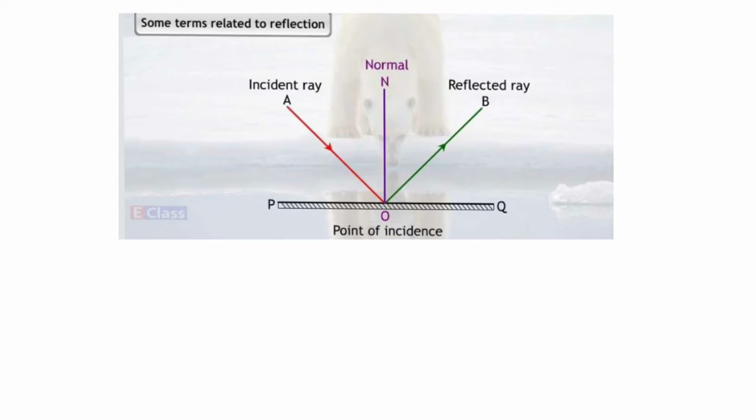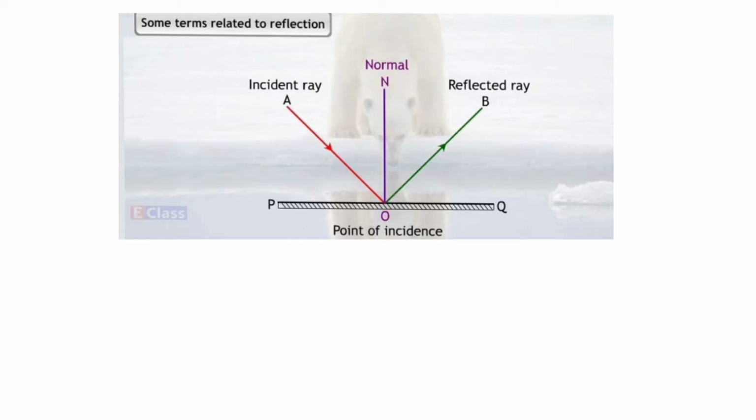So now we have drawn this diagram. A line PQ is showing the position of the mirror. Can you see this PQ? This is showing the position of the mirror. And AO, see, this is AO. This AO is called the incident ray, and OB is called the reflected ray.